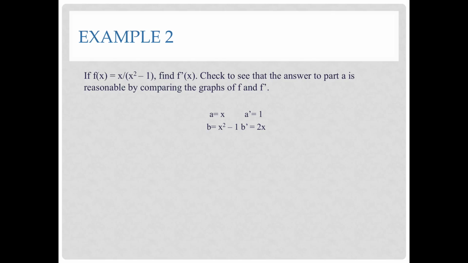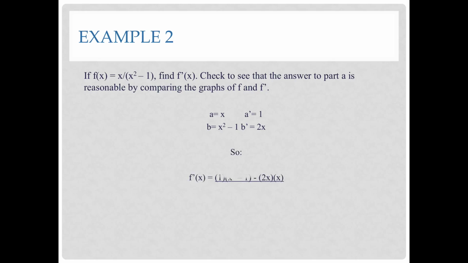So first we have our mommy and daddy function again. They're together, but they're still divorced, don't be mistaken. The first function, the mommy function, a equals x, and its derivative is 1. And then the second function, x squared minus 1, has a derivative 2x.